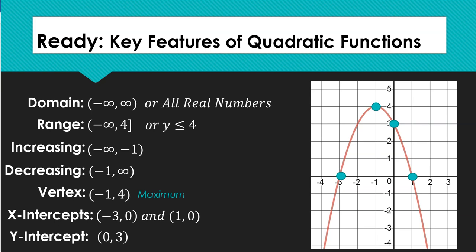The axis of symmetry is the vertical line that passes through the vertex and divides the parabola into two congruent halves. The x-coordinate of the vertex is the equation of the axis of symmetry. In this example, it is x equals 1. It is also the point where the function changes direction from increasing to decreasing.